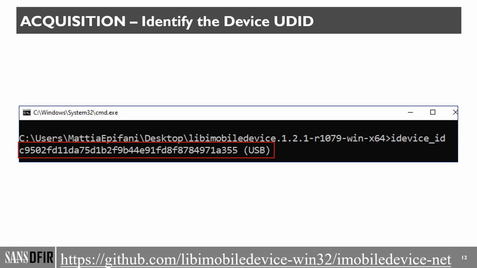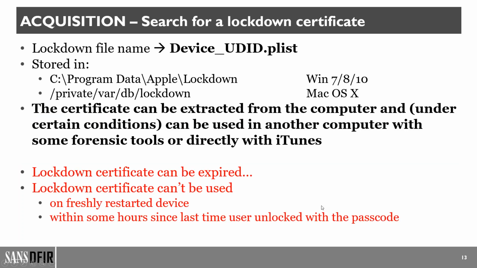So once you have the device UDID, to do that, you can use an open source tool. IMEI device can be downloaded for free from GitHub. You have version for Linux, Mac, and Windows. Once you have the device UDID, what should you do next?